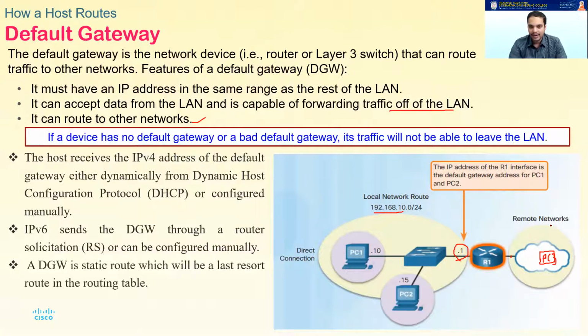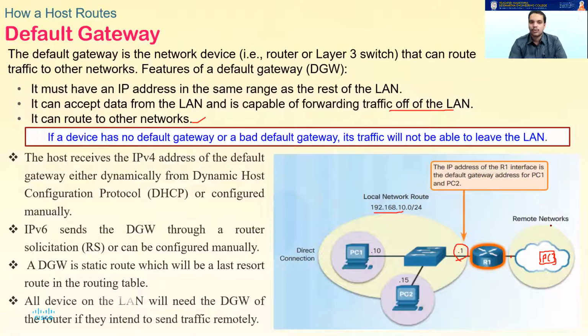Now, a default gateway is a static route, which will be a last resort. I will tell you about the static routes and what their role is for routing in just a minute. Because in the next slides, I'll tell you how the routes are handled, or what information is present in a routing table. Please remember that. Do not get confused.